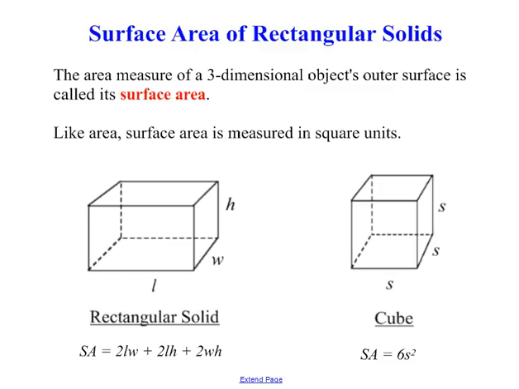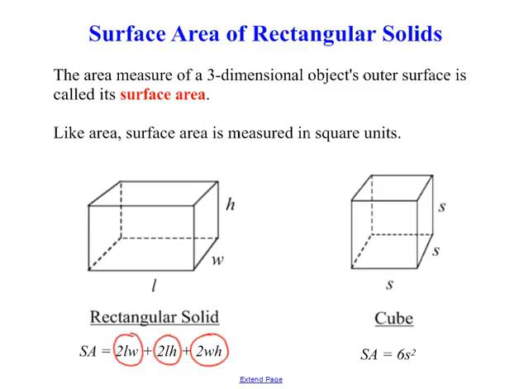So you can see in the formula, SA stands for surface area. Then we have 2 times the length and the width. That'll take care of the top and the bottom, plus 2 times the length and the height. That'll take care of the front and the back, plus 2 times the width times the height. That'll take care of the left and the right.